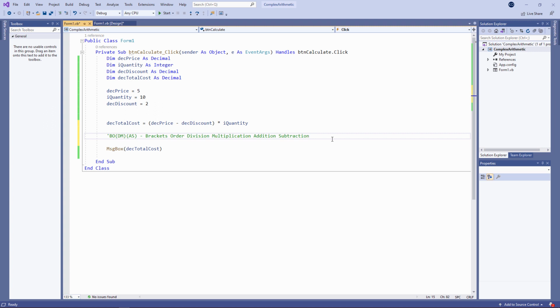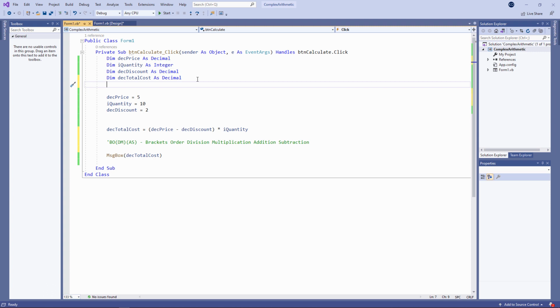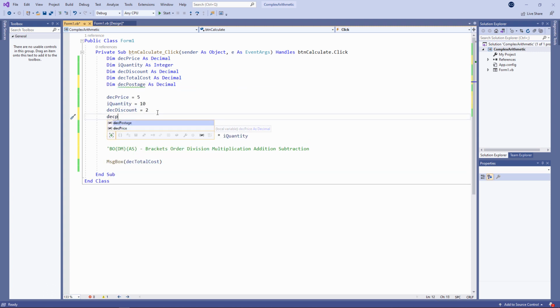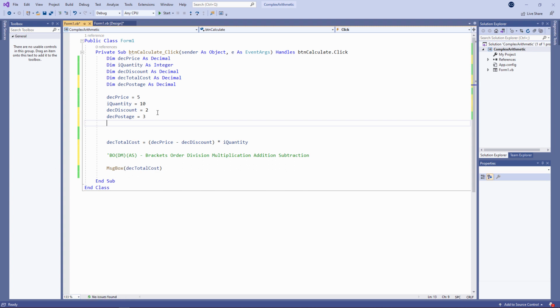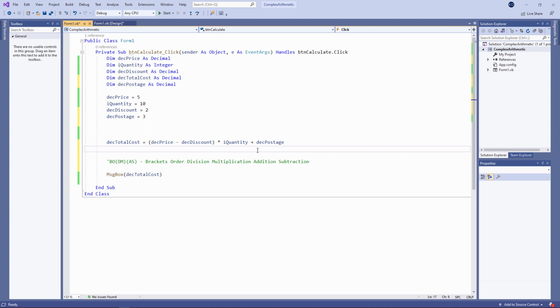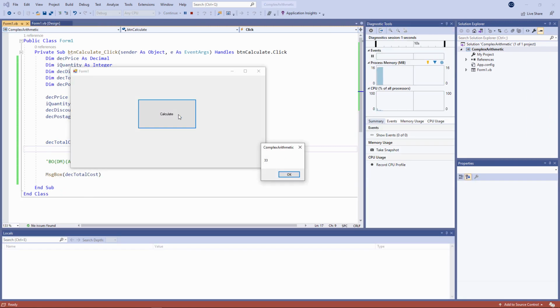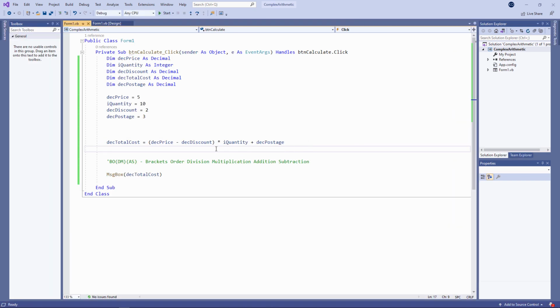Now let's suppose for a moment I want to add a charge for postage and packaging to the total cost of this order. We'll have a flat charge of £3. And I'm just going to add it to the end of this calculation. Thinking about the order of operations, whatever's in brackets will happen first, then that will be multiplied by the quantity, and then finally the postage will be added on. So I don't actually need to include any brackets here. £33 as expected. But there's nothing to stop you from adding brackets if it helps you to understand the code.